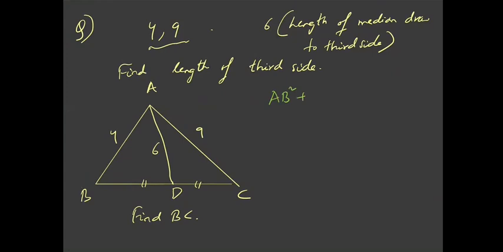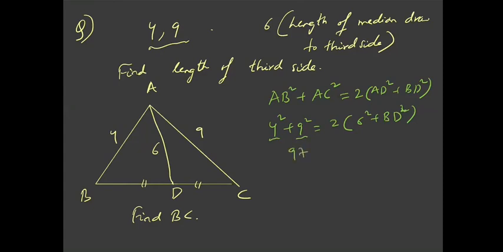So let us use the Apollonius theorem, that is AB square plus AC square is twice of AD square plus BD square. So 4 square plus 9 square is twice of 6 square plus BD square. So 9 square is 81 and 4 square is 16. So this is 97, right? Over 2 minus 36 is BD square.